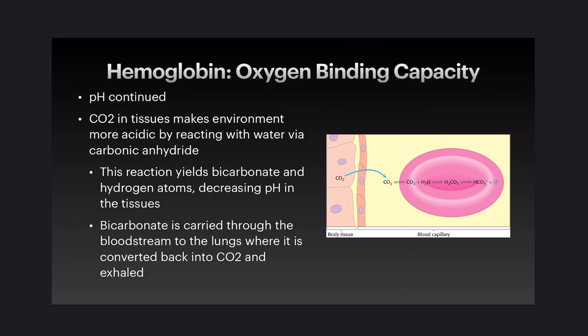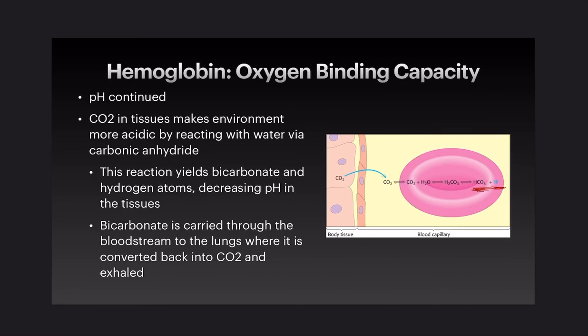CO2 in tissues also makes the environment more acidic because it reacts with water via the enzyme carbonic anhydrase. This reaction yields bicarbonate. Bicarbonate is right here, and it also releases H plus ions. I apologize for that, I underlined the wrong thing there. So we have our bicarbonate and our H plus ions, which decreases the pH within the tissues.